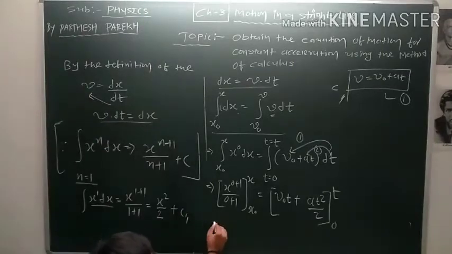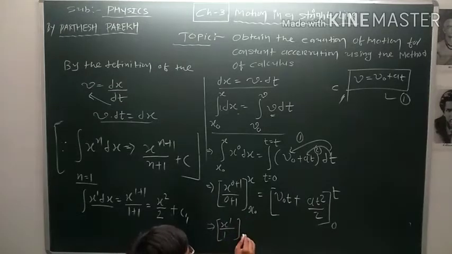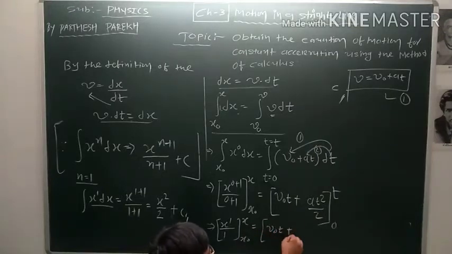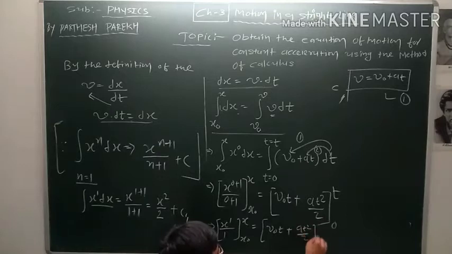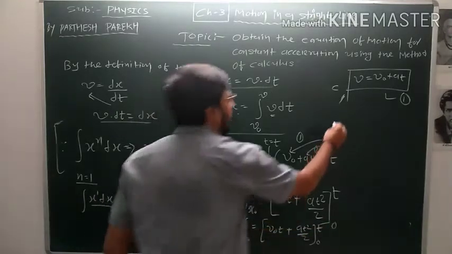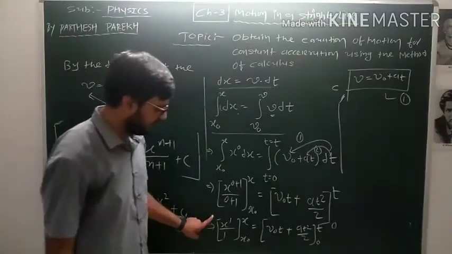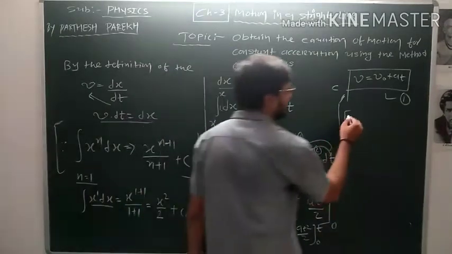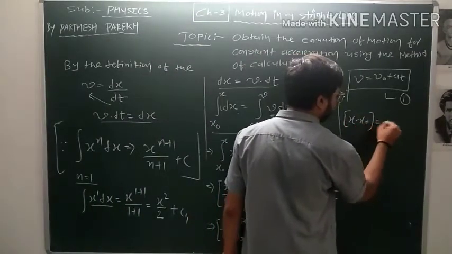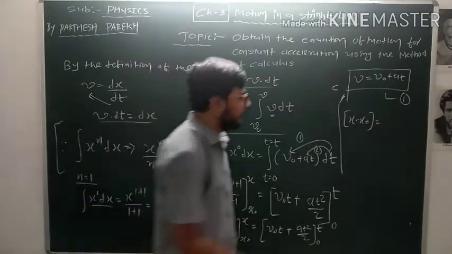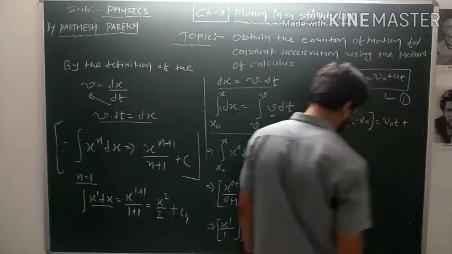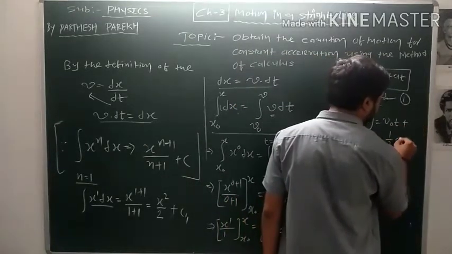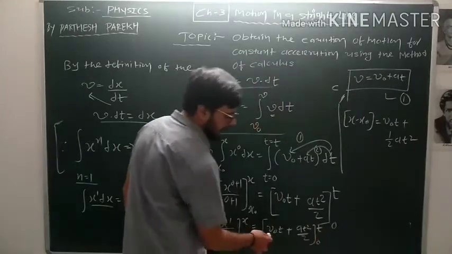So here we get x raised to 1 by 1, x naught to x, this is as it is. Now we put the value, upper limit minus lower limit. For this equation, upper limit minus lower limit, so x minus x naught. Then here we get v naught t plus half a t square, upper limit minus lower limit.